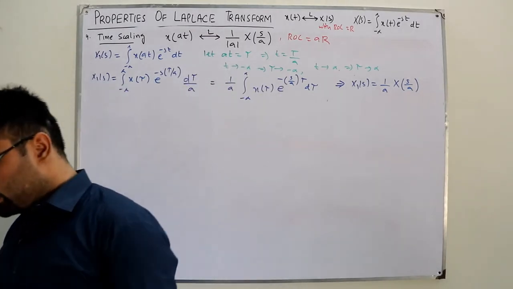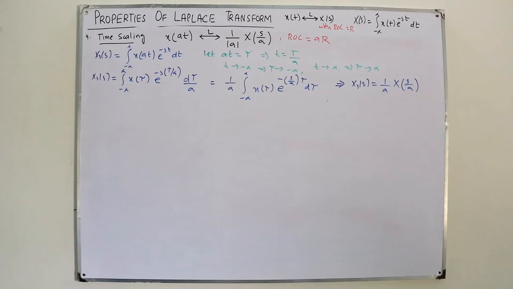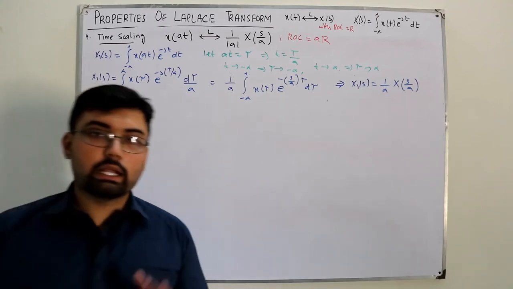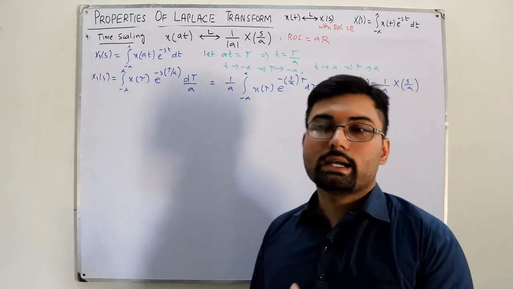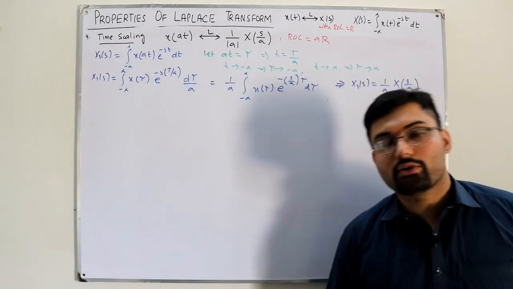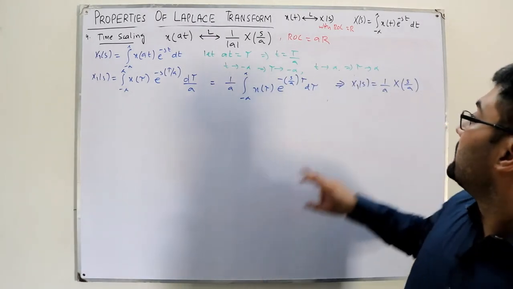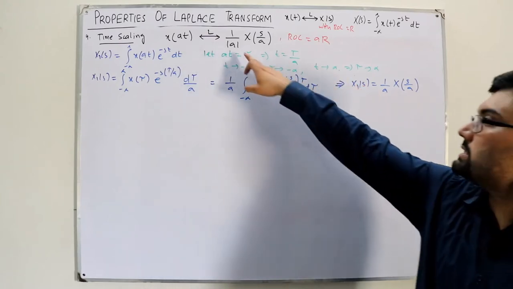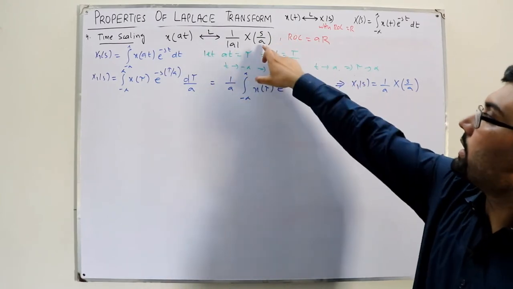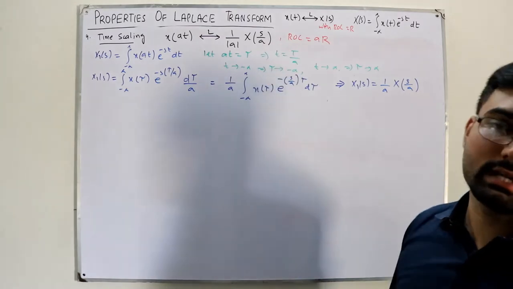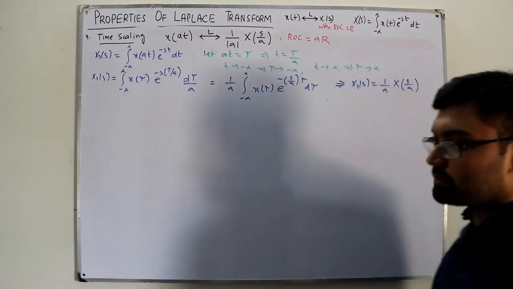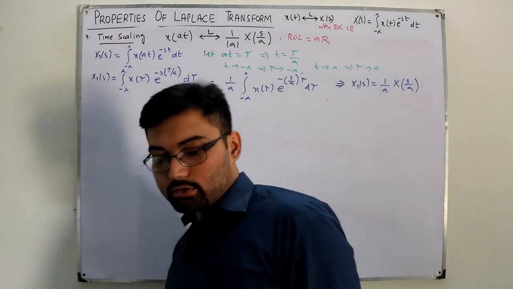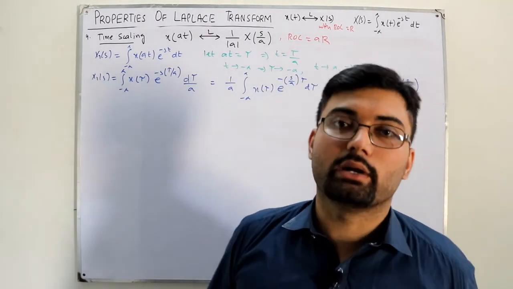Now, why did I mention the absolute? The absolute I mentioned because for negative values we will also have this thing. So this a, I just generally took it to be a positive number. If we have a negative, over here you would take the positive, the absolute. Over here, you would take the original value, so if it's negative, you would take it negative. And the ROC gets multiplied by that thing. ROC multiplication means the poles get multiplied by that thing.